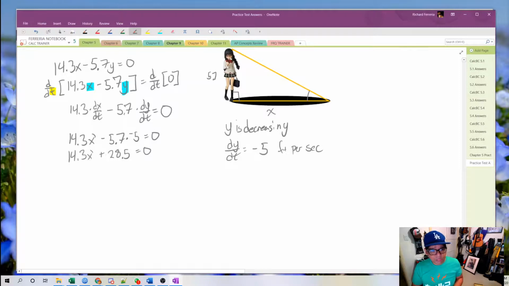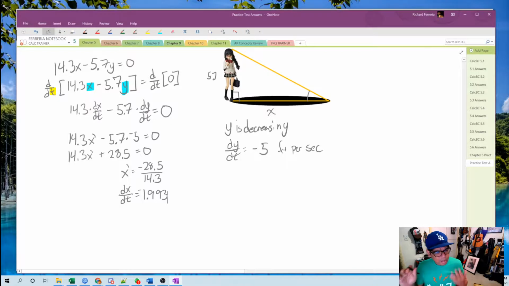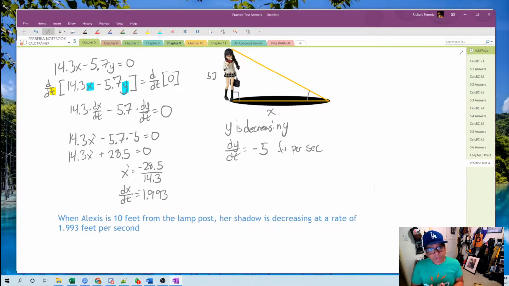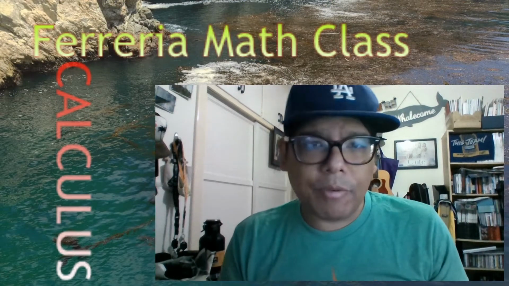Now it's a pretty simple solve. x prime is equal to negative 1.993. So that's our value of dx/dt. Remember, dx/dt is the rate that x is increasing or decreasing. So since x is the length of her shadow, we can write our summary now. So when Alexis is 10 feet from the lamppost, her shadow is decreasing at a rate of 1.993 feet per second. And that kind of does it for this one.